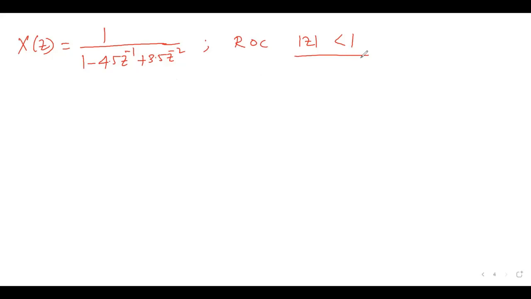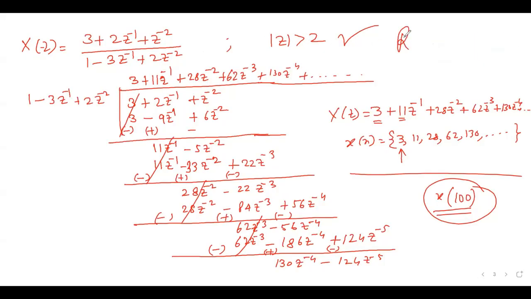Power series of z, z square, z cube, this is the left hand signal, and here this one is the right hand signal, because ROC is outside the circle.